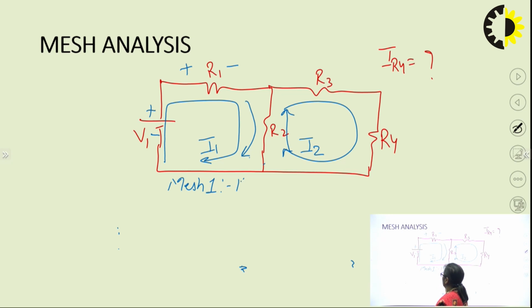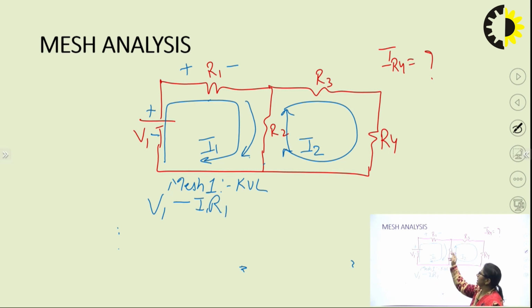For mesh 1, applying KVL, I am starting from here, negative, positive. Whenever I am moving from negative to positive, I consider it a voltage rise. That means it is positive. So, I will consider it as V1. Then, positive, negative, it is acting as a drop. What is the drop occurring over here? I1 into R1. I1 is the current, R1 is the resistance. So, I will say minus I1 R1.